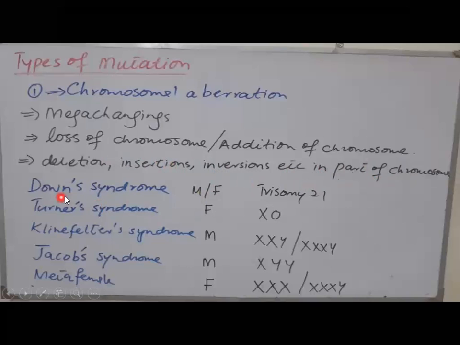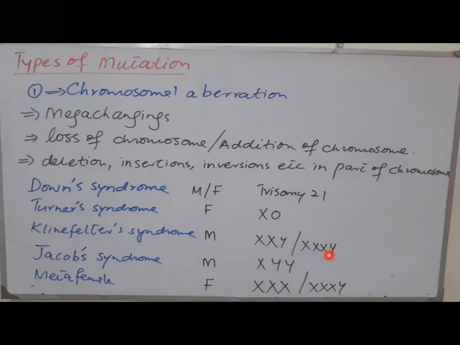For example, in the case of Down syndrome, which occurs in both male and female, there is a condition of trisomy at the 21st chromosome, meaning 3 chromosomes are present instead of 2. And Turner syndrome occurs in females, in which one X is missing, so only a single X is present. Klinefelter syndrome occurs in males, in which there is an extra X, giving XXY, instead of XY. As you know, in the male there are XY chromosomes.